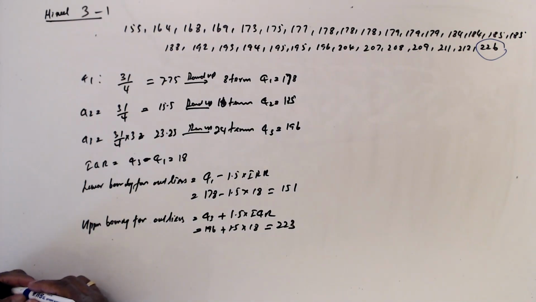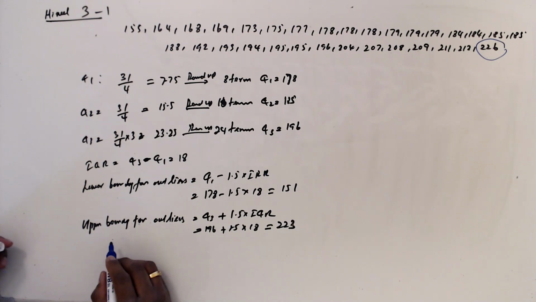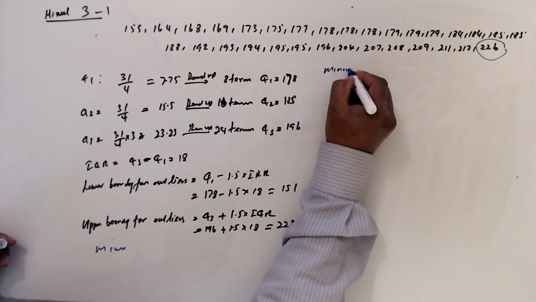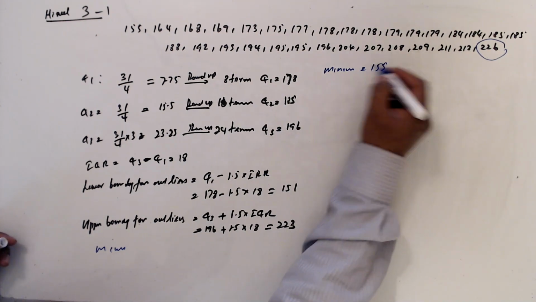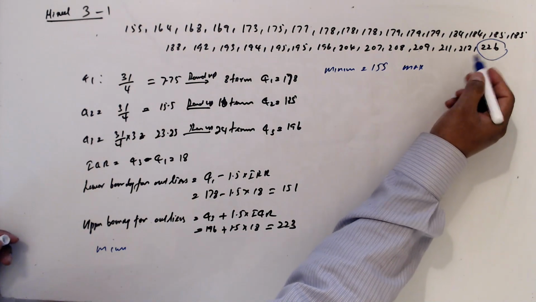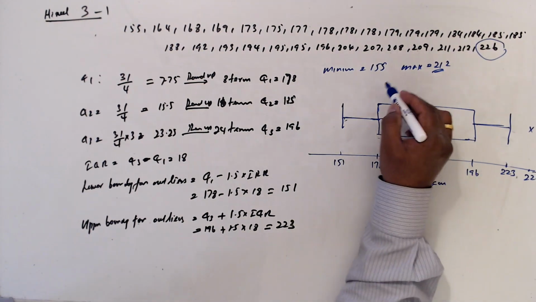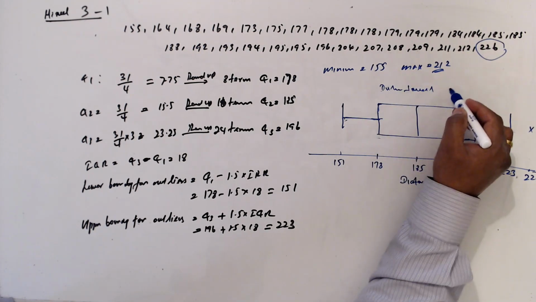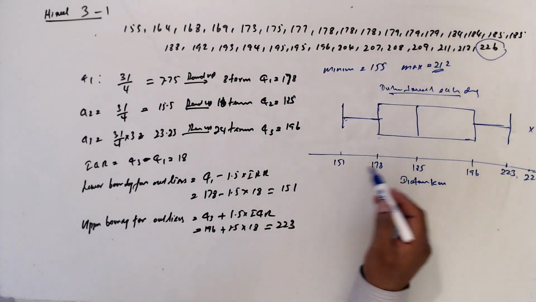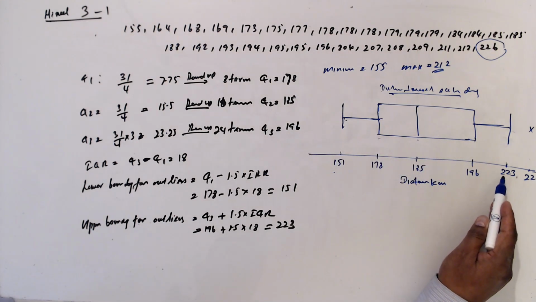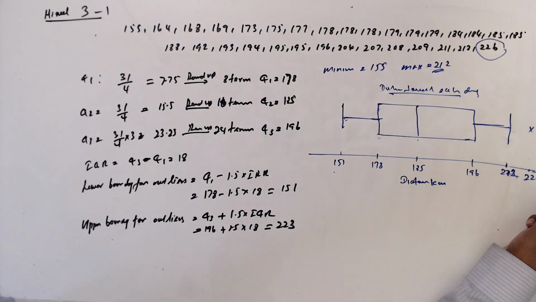Now we have to draw the box plot. So we need the minimum for the box plot. The minimum is 155, and the maximum, when you leave out the outlier, is 212. This is the box plot for the distance travelled each day. So the minimum, 151, 178, and Q1, Q2, Q3, and up to 212, and the other one is 226, an outlier. So the outlier is 226.